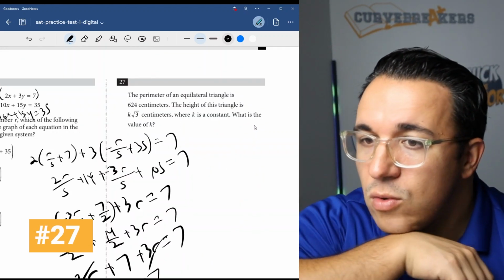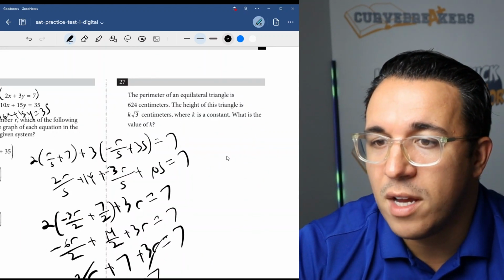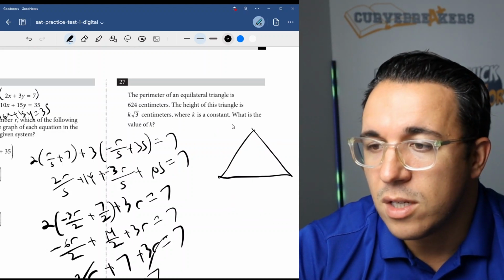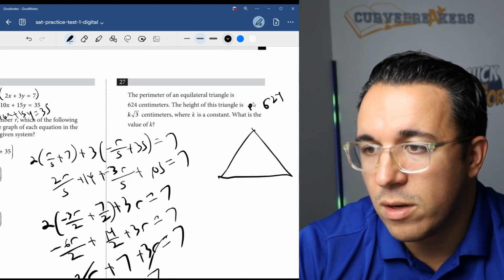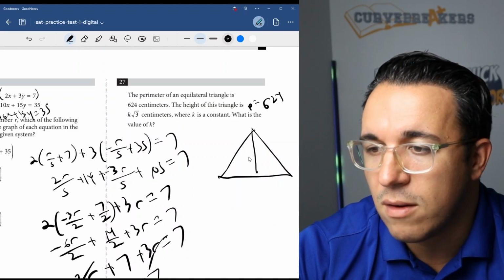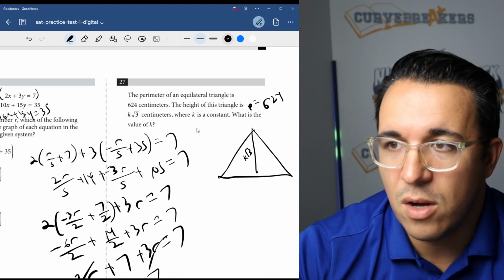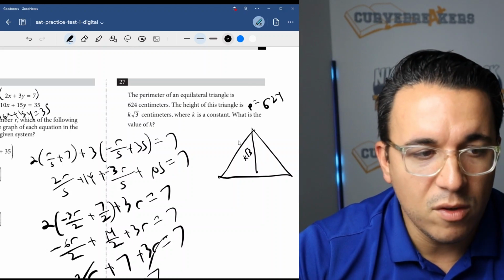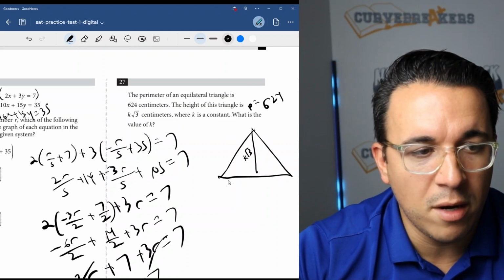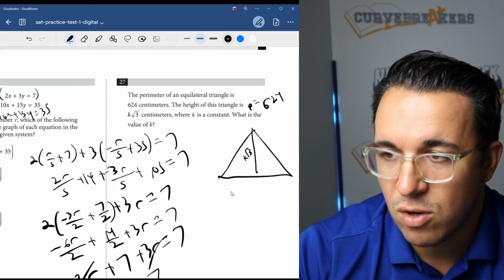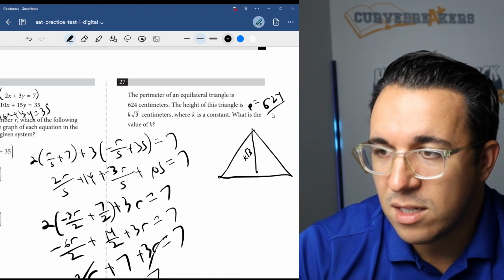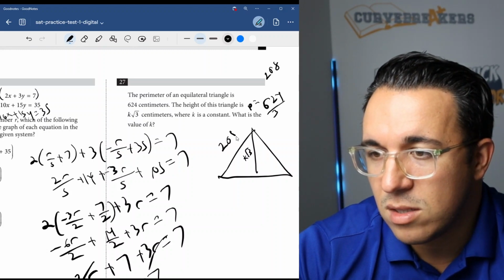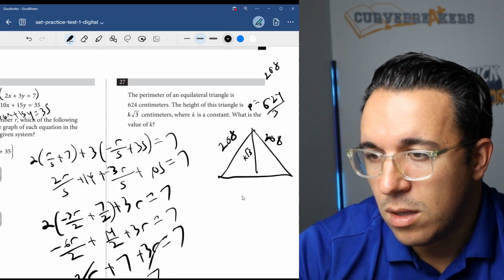All right, let's go into number 27. The perimeter of an equilateral triangle is 624 centimeters, right? So here's my equilateral triangle. 624 is the perimeter. The height is K rad 3. So anyone that knows the SAT knows that what we're looking at here is a 30, 60, 90 triangle problem. If you draw a straight line down the middle of an equilateral triangle, you get a 30, 60, 90 right triangle. If we divide this by 3, we get 208, right? So each side of this equilateral triangle is 208.